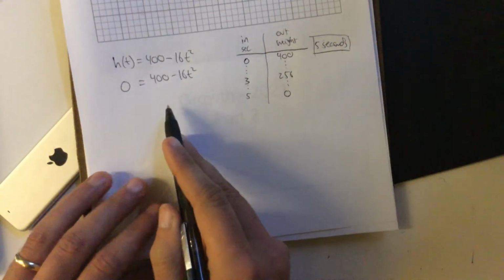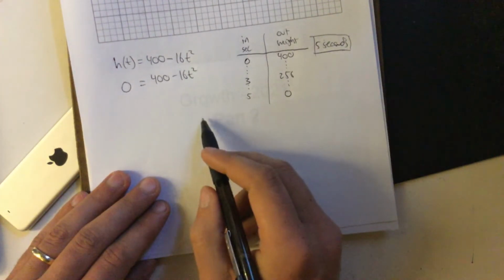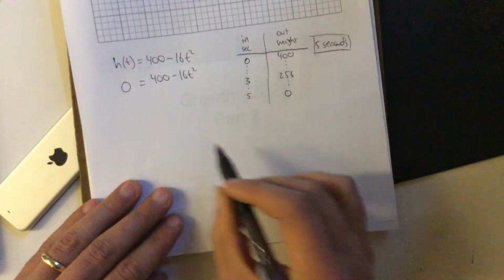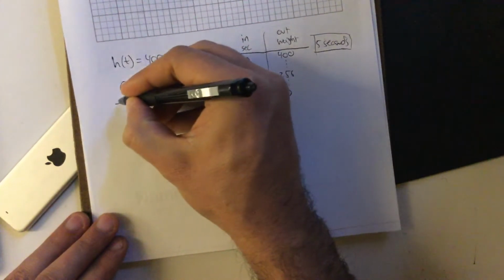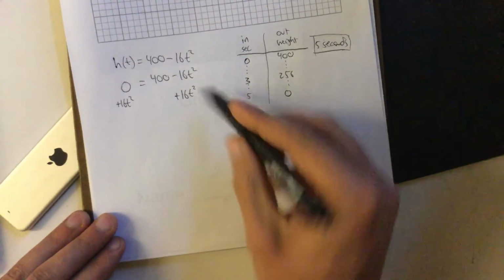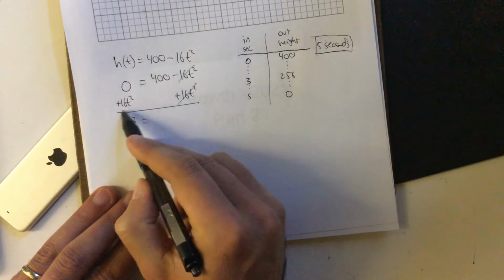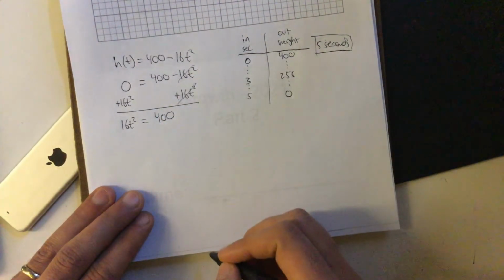But I want to prove it. Let's go through this and let's solve this for t. One thing we can do is take this term and add it to both sides. So if we add 16t squared to both sides, the negative 16t squared and the positive 16t squared cancel each other out. So then we're left with 16t squared, because 0 plus 16t squared is 16t squared, is equal to 400.